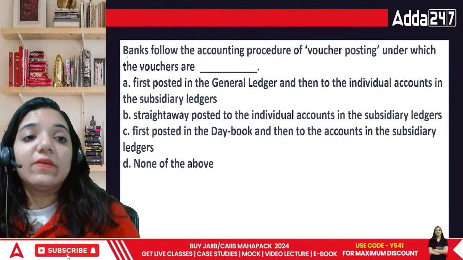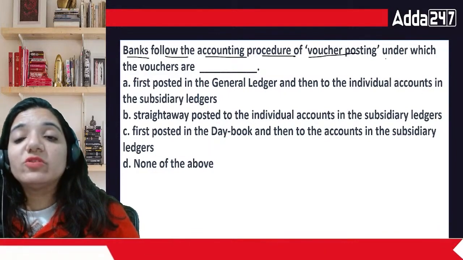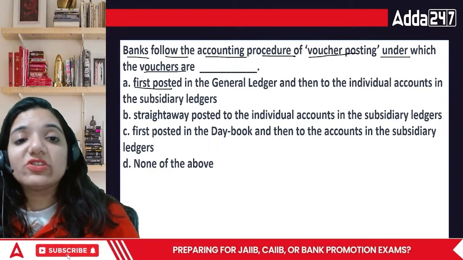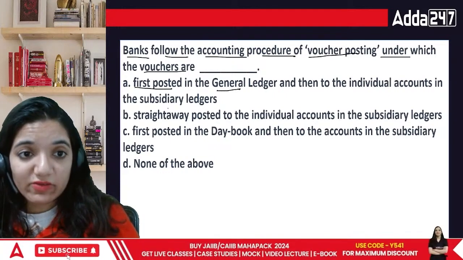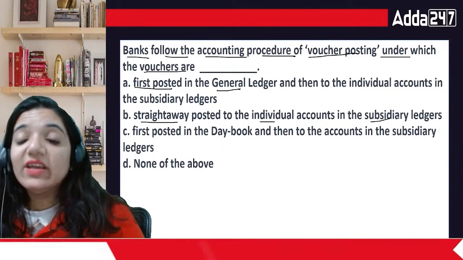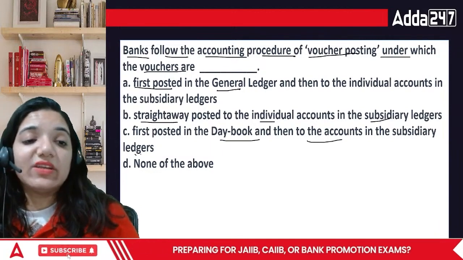Okay, now the banks follow the accounting procedure of voucher posting under which the vouchers are: first posted to the general ledger, then to the individual accounts; straight away posted to the individual accounts in the subsidiary ledger; or first posted in the daybook and then in the subsidiary ledger; or none of the above.